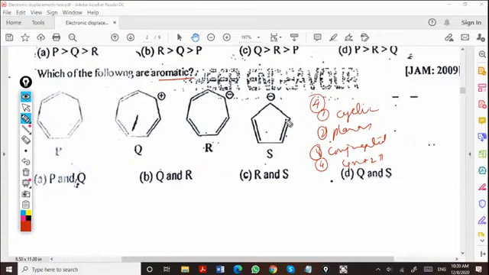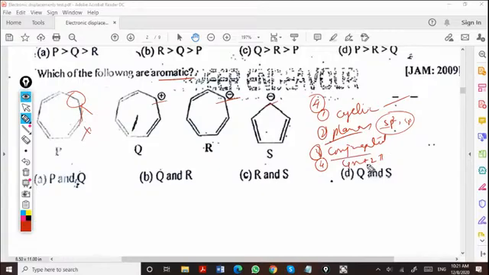So all are cyclic. Planar: if it is sp2 and sp carbons, they are planar. If it is sp3, it must be charged or have a lone pair, otherwise it's not planar. So this one with an sp3 carbon is not planar, and the rest will all be planar. This is sp2, this is sp3 but involved in the conjugation. This is sp3 but involved in the conjugation. Whenever it is sp3 and involved in the conjugation with a negative charge or lone pair, then they are also planar. So all are conjugated except this.